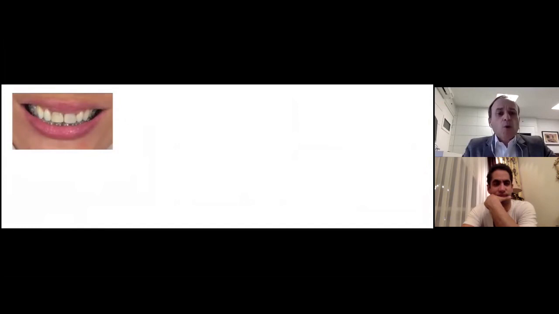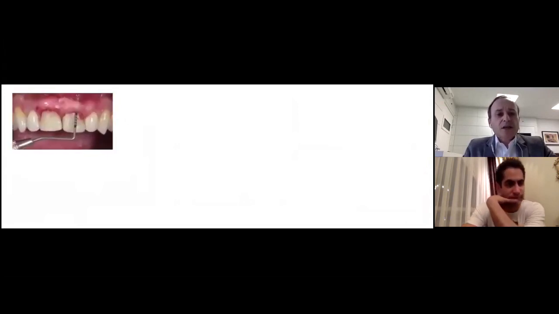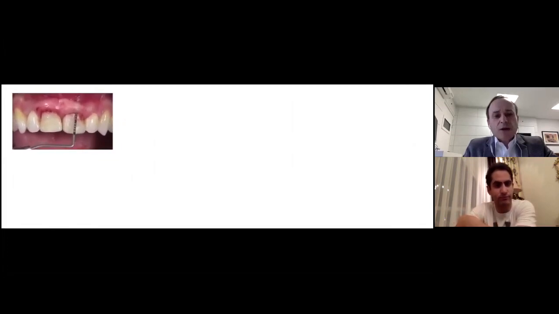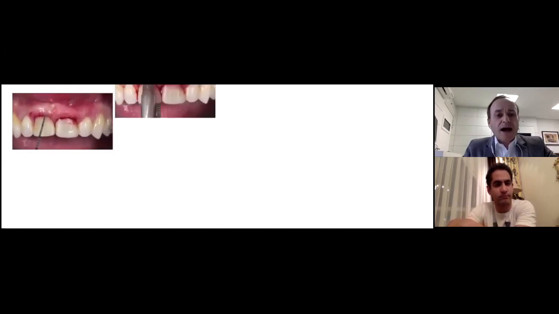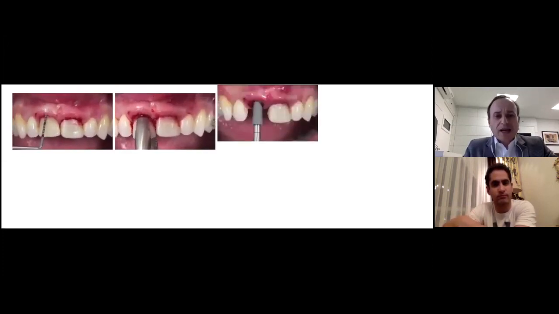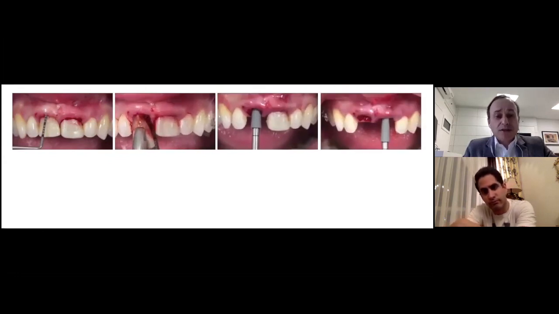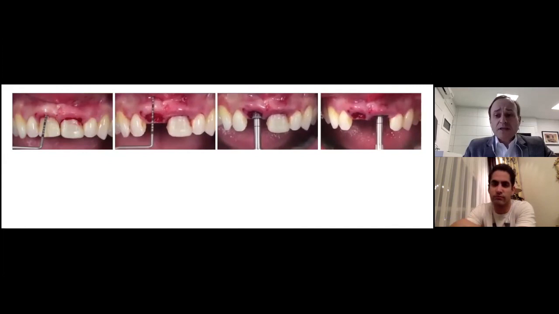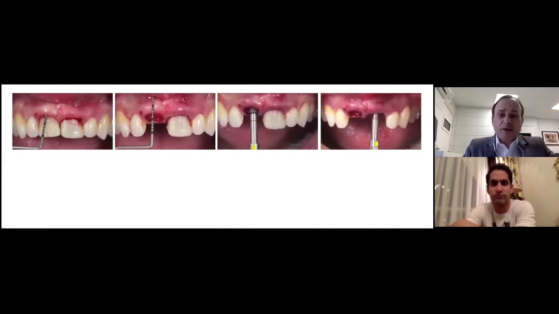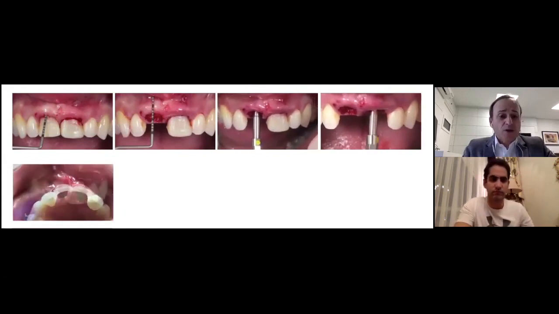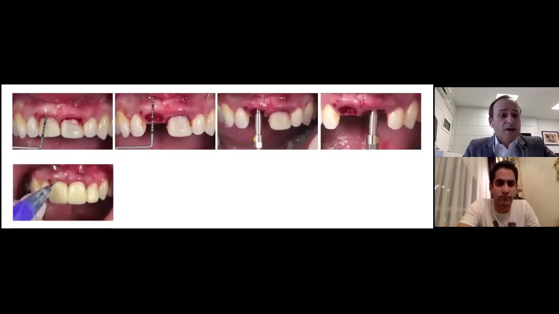First of all, we confirmed the loss of the buccal wall in number 21 and number 11. We measured the extension of the bone defect and height. We extracted these teeth as atraumatically as we could. We had high mobility in these two teeth. We did the site preparation plus the implant installation, and the implants were installed 3 millimeters from the gingival margin in the apical direction. This is the surgical guide that we used to insert the implant in the correct position.